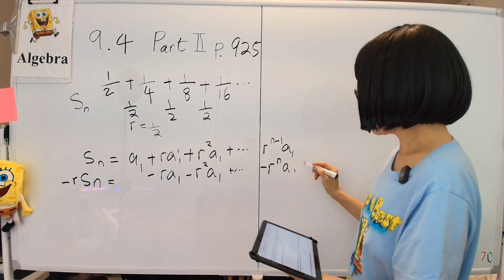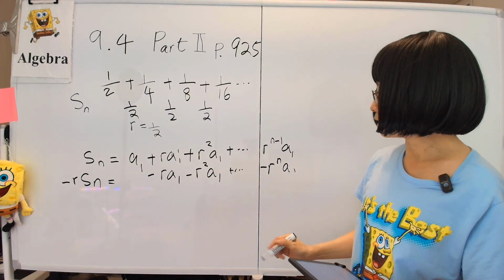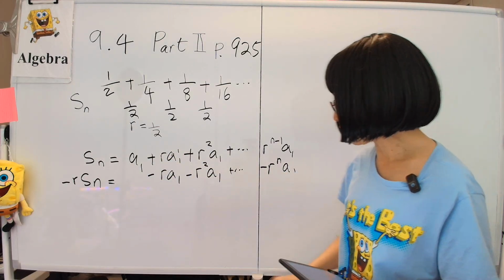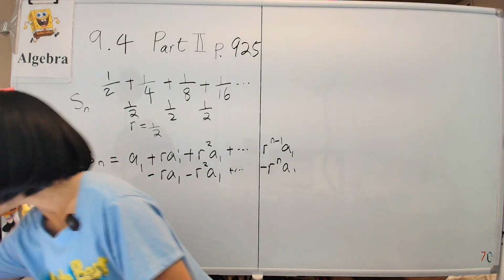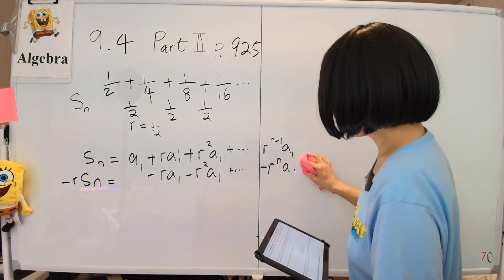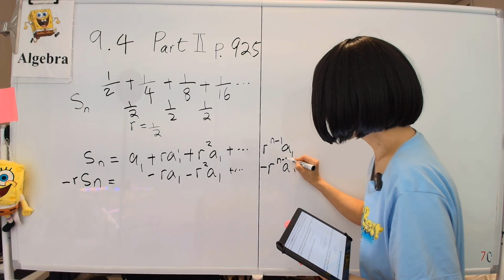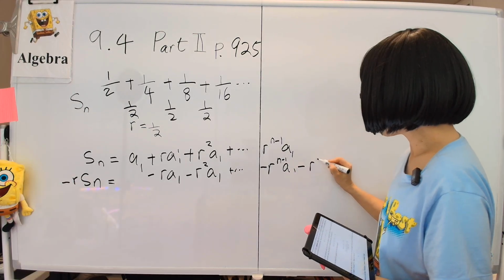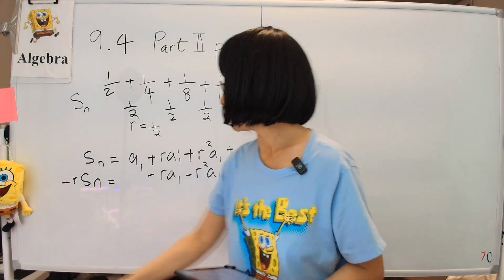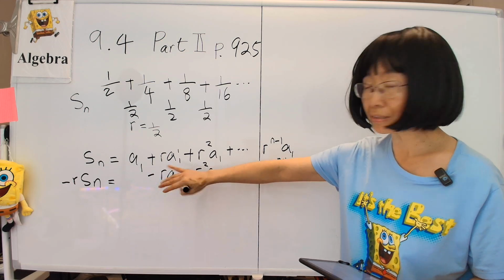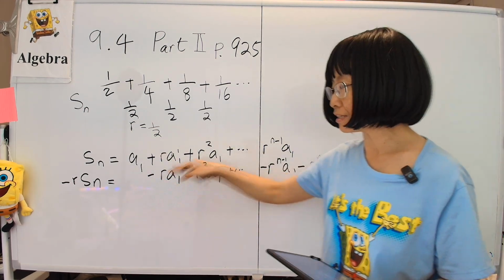And then what we're going to do is add up these two equations. If we add them up, there is one more term here. I should write it out. This goes all the way to negative R to the n minus 1 A1, and then finally to minus R to the n A1. There, that's better. I'm just moving the whole column over one spot. So then let's add these two things together.